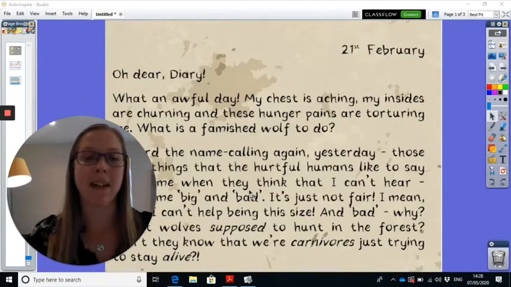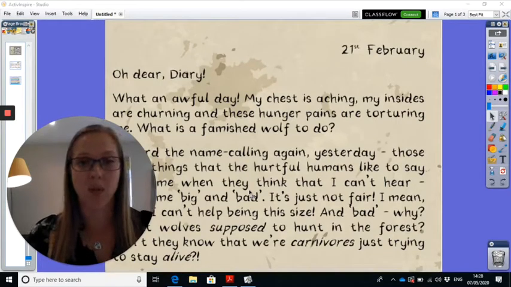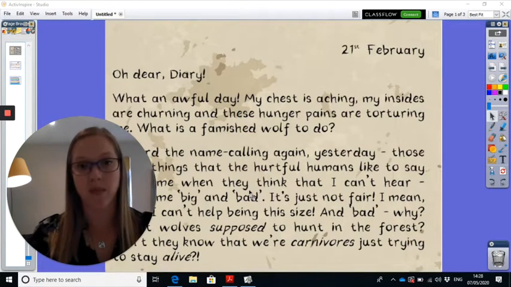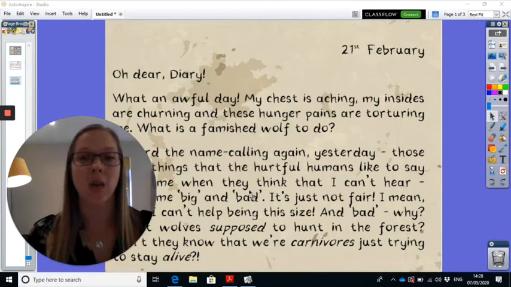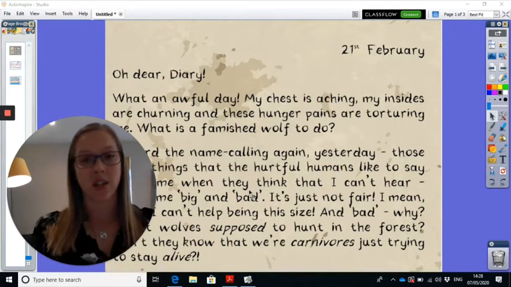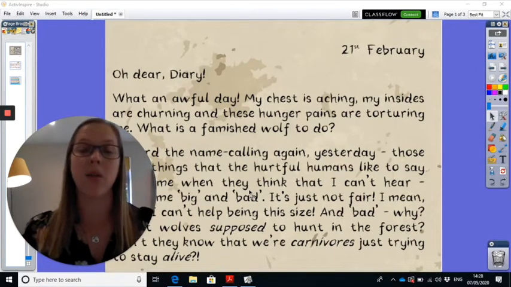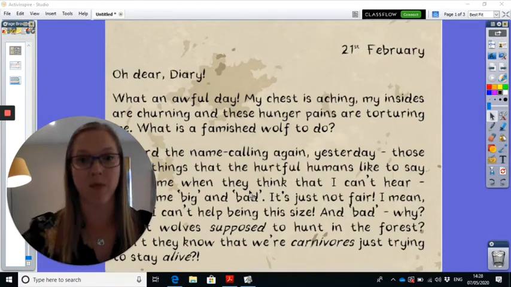So if you remember, I said that our task for the end of this week was to write a diary entry telling the story from the point of view of Badger. And we've already done the work leading up to that, where we have looked at making a timeline of the story from Badger's point of view. And then yesterday, you had a look at a diary extract and we're trying to decide what you think the features of a diary are. So today we're going to look at the features of a diary, and then you're going to have a go at doing your independent writing.